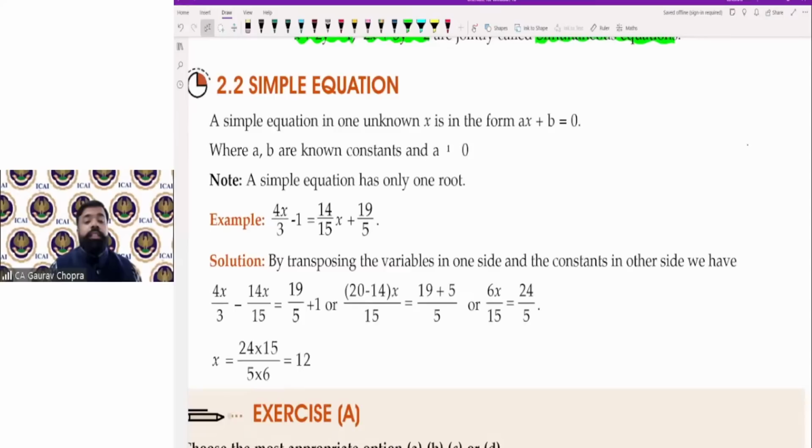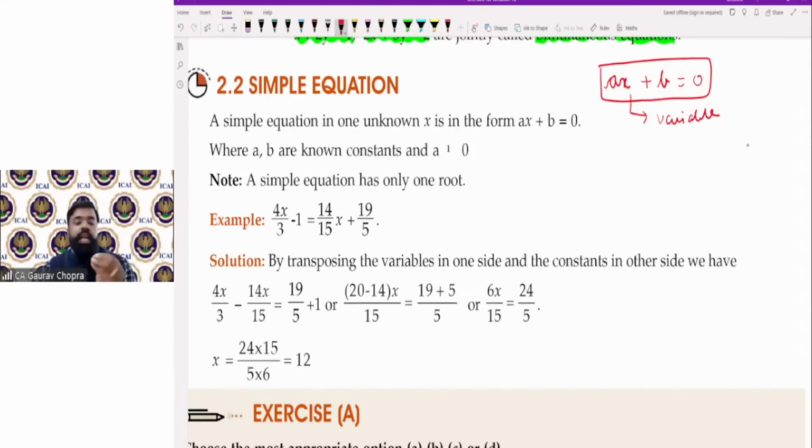Okay, now let us begin with the simple equation first. Now, what is a simple equation? A simple equation has the format ax plus b equal to 0. This is a basic format where x is a variable and a and b are any constants, any number, like 1, 2, 5, 10, any number. So a and b are constants, x is the variable. This is known as the simplest form of equation, or the simplest form of linear equation.